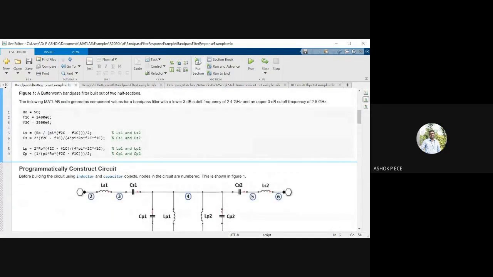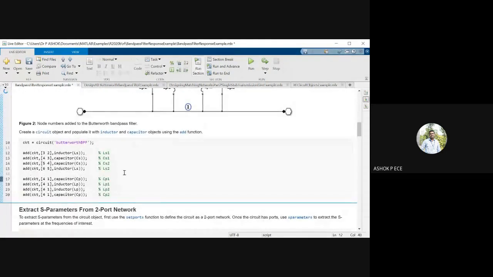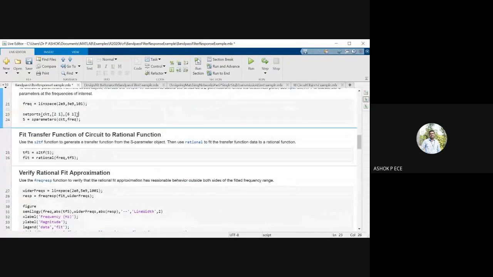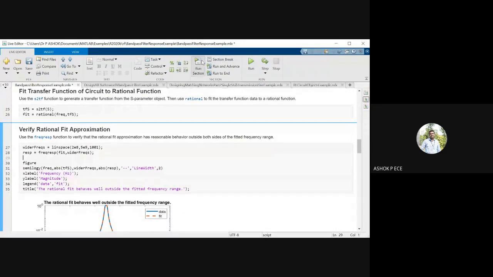So we will just run each section. So this is section 1 I'm running. So it is initializing my circuit. Okay. Now section 2 I'm running. You know, when you are going to use live script, you have to run each section. Section 3, section 4, now section 5. Section 5 only you will have the figure window.